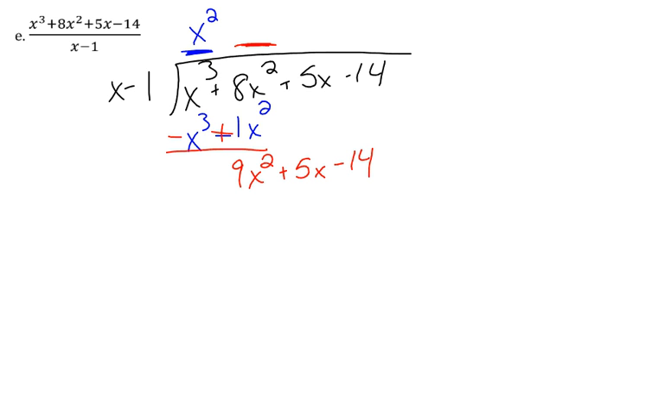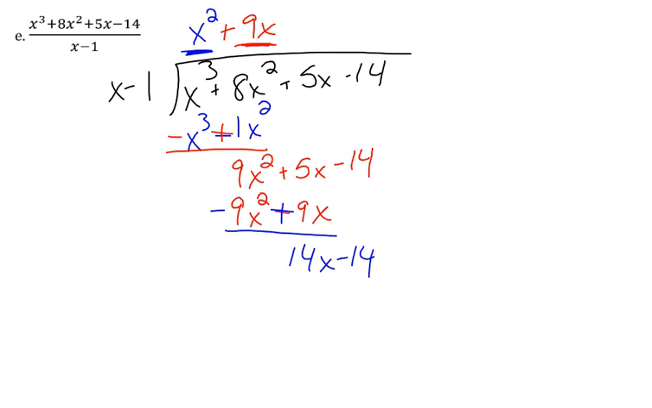What times x gives me 9x squared? Well, that's plus 9x. 9x times x is 9x squared. 9x times negative 1 is negative 9x. Subtract, change the signs. We get 0 and 14x minus 14.